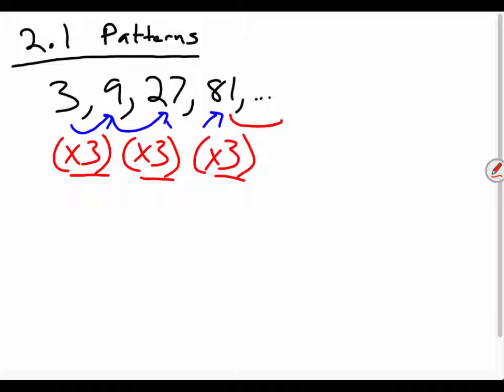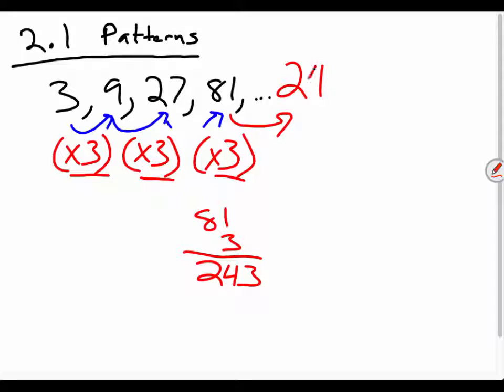So to find the next number, what would I do? I'd say 81 times 3, which is 243. Okay, that would be the next number in the pattern. Does that make sense? Yes.